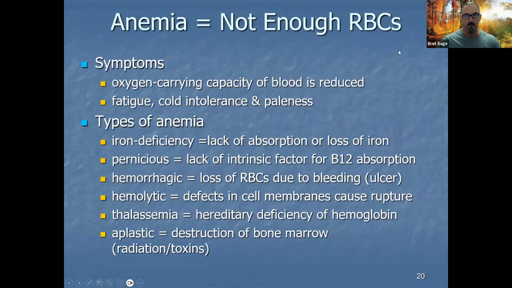Anemia, if you don't have enough red blood cells. What are some of the symptoms? Well, oxygen carrying capacity of blood is reduced. This is the description. What are some of the symptoms? Fatigue, that means loss of energy. Cold intolerance, that means you can't stand cold. And paleness, pale skin. What are some different types of anemia? The most common, or the most commonly believed to be, is called iron deficiency anemia. So it's a lack of absorption or loss of iron from the body.